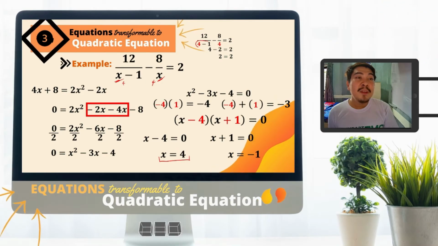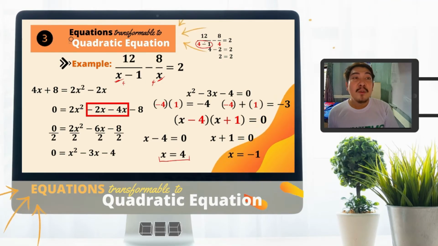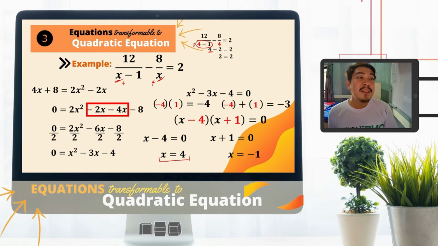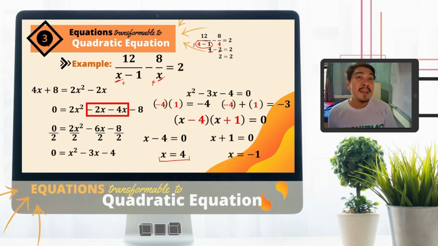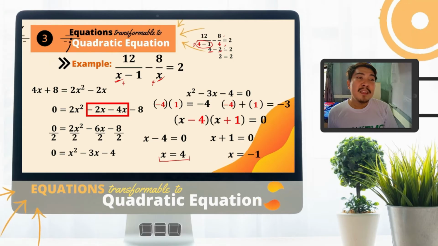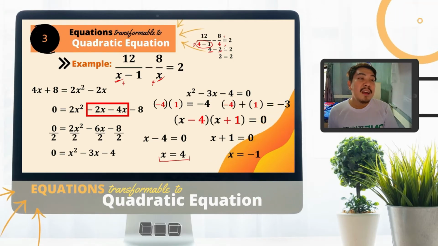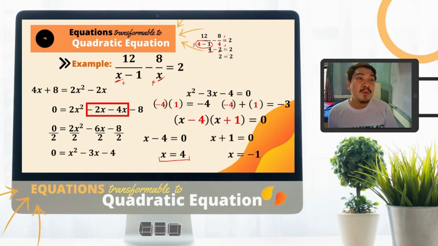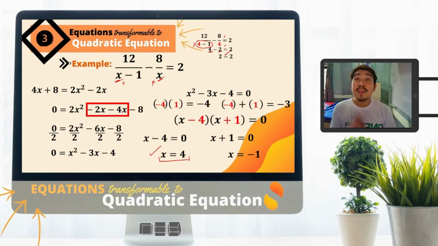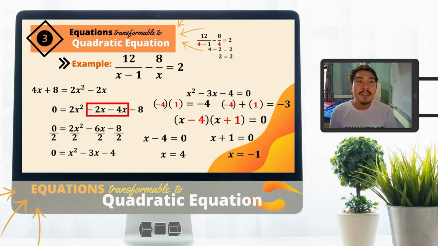So kung mapapansin natin, pwede na natin itong i-simplify. 4 minus 1, that will give us 3. So 12 divided by 3, that will be 4. Ayan si 4. And then 8 divided by 2, that will give us 2. So minus, 4 minus 2, that will be 2. Okay? Ayan, di pa natin ito alam kung equal ba sila. Since after simplifying, 2 is equal to 2, ayan, correct naman. So therefore, we can say that x equals 4 is one of our solutions.